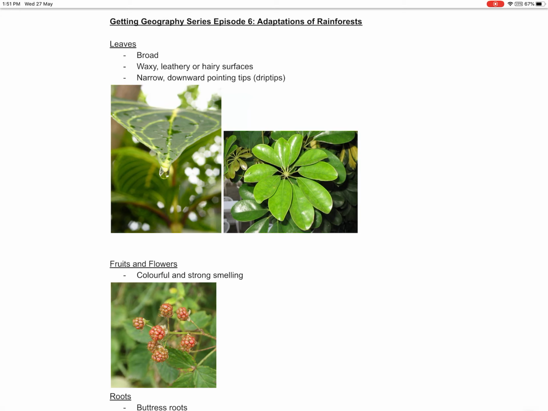Next, on to the fruits and flowers. This is one tiny example of some fruits, and these fruits and flowers are typically colorful and strong smelling. This is to attract animals and insects for pollination and seed dispersal.